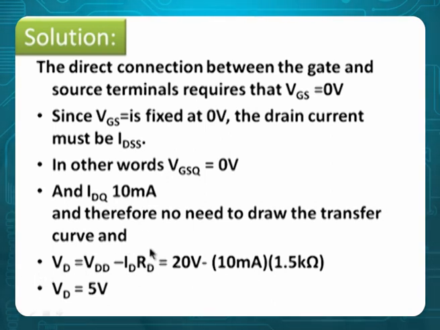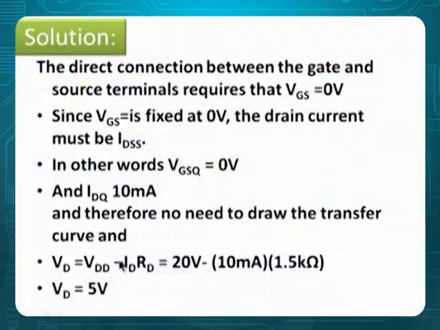When VGS is 0, ID is not 0. ID is becoming 10 milli. You know why? ID is equal to IDSS into (1 minus VGS by VP) whole square. Therefore, ID is directly equal to IDSS. Whatever IDSS is given in the problem, it is directly equal. That means 10 milli. If you substitute VDS equals VDD minus ID RD, 10 milli times the resistor becomes 15. 20 minus 15 becomes 5. Therefore, VDS is equal to 5.